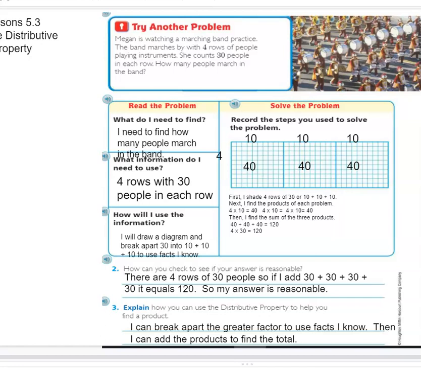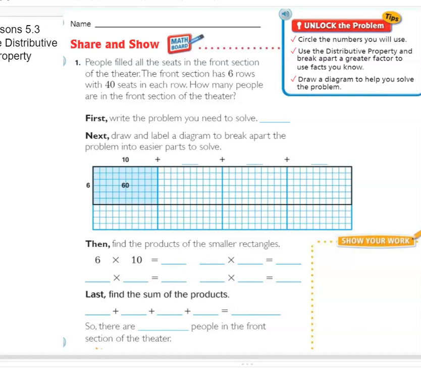Okay, so now we're going on to our last problem for today, onto the Sharon show. So now we're still talking about people filling seats. They're filling seats in the front section of the theater. The front section has 6 rows with 40 seats in each row. How many people are in the front section of the theater? So first, we're going to write the problem that we need to solve. So we need to figure out what is 6 times 40.